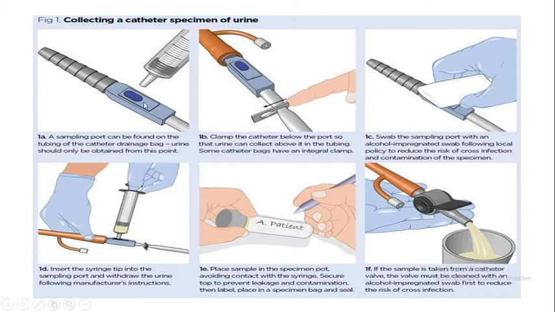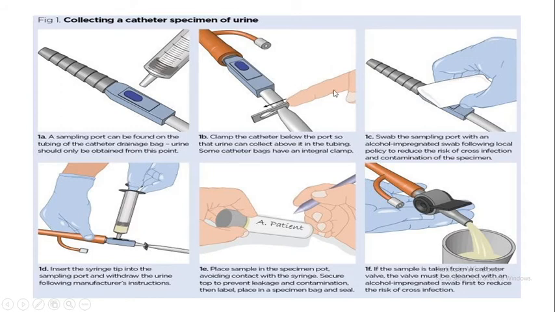So here you can see in the first picture, there is a sample port. This sample port is present in the tubing of the urine catheter. So what you do is, below the sample port, if you see this tube which comes down to the bag, you have to clamp the tube. Once you clamp it, the urine is collected here in the sample port.